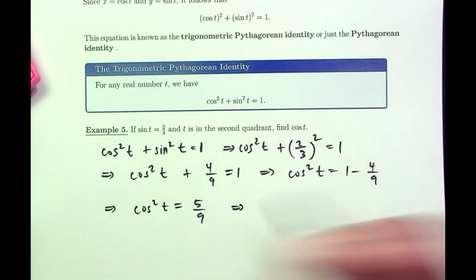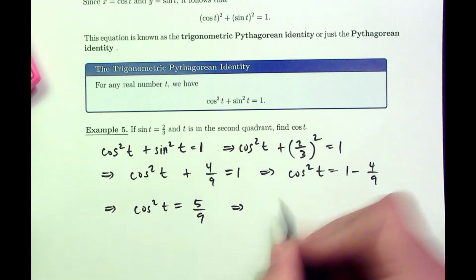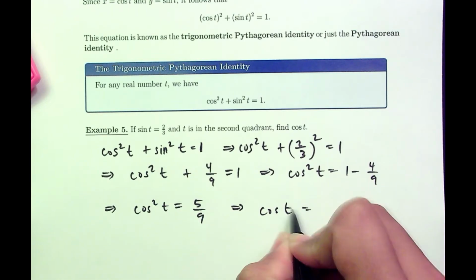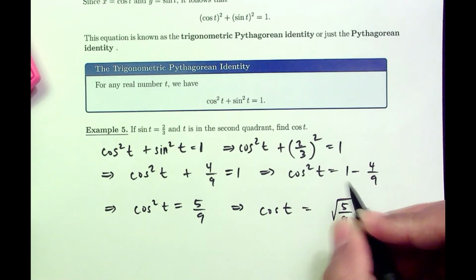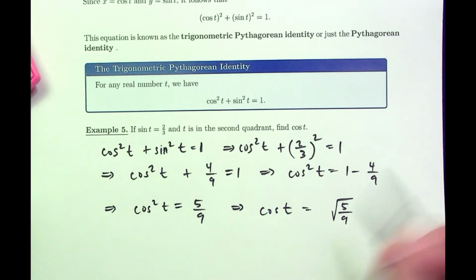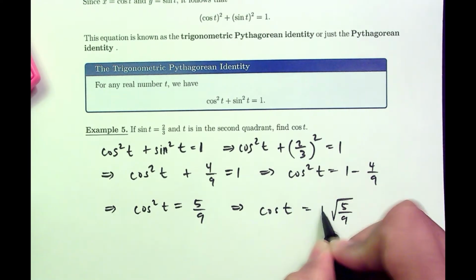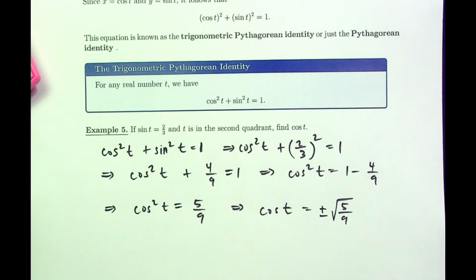Now if you remember from college algebra, you can figure out what cosine of t is by just taking the square root on both sides. On the left hand side, the square is going to go. On the right hand side, you get this. But don't forget that there was a rule that you learned in college algebra that whenever you take the square root on both sides of an equation, you have to put plus or minus on one side. So actually, you're supposed to put plus or minus in there. And now that is correct. The cosine of t equals plus or minus the square root of 5 over 9.